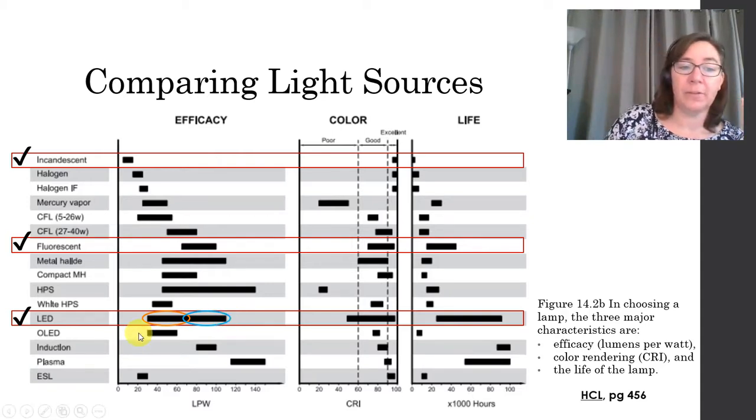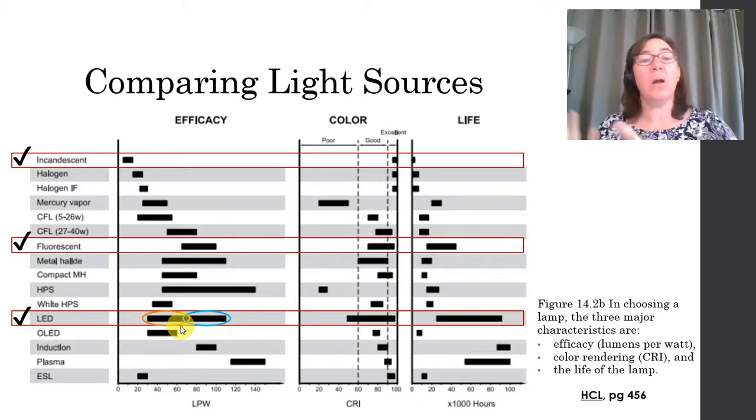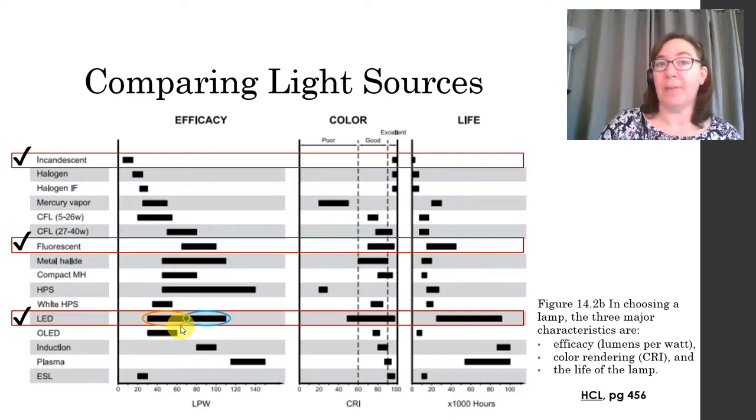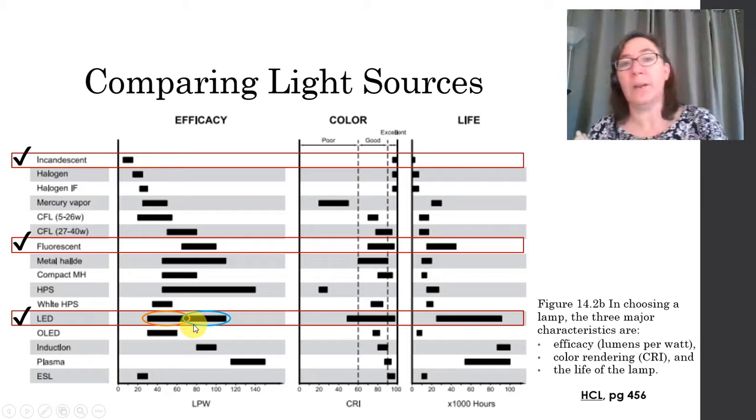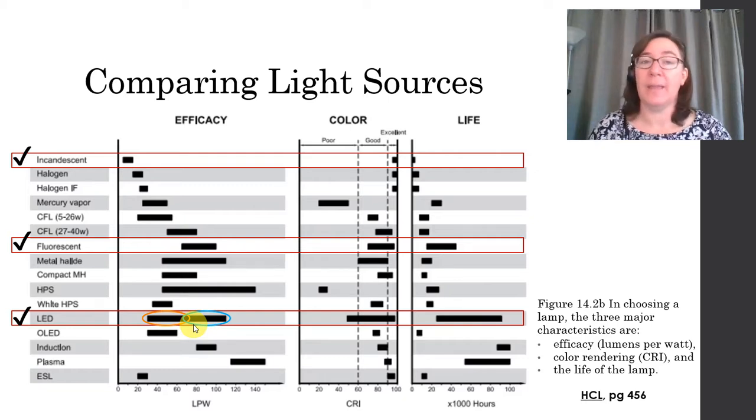Also, I've circled this bar just to let you know that the warm LEDs, the warm lights that we very often like to use for our indoor sources, are on the lower end of the efficacy spectrum for LEDs. All right. The cooler lights, 4000 Kelvin and above, are more efficient. All right. They have higher efficacy.